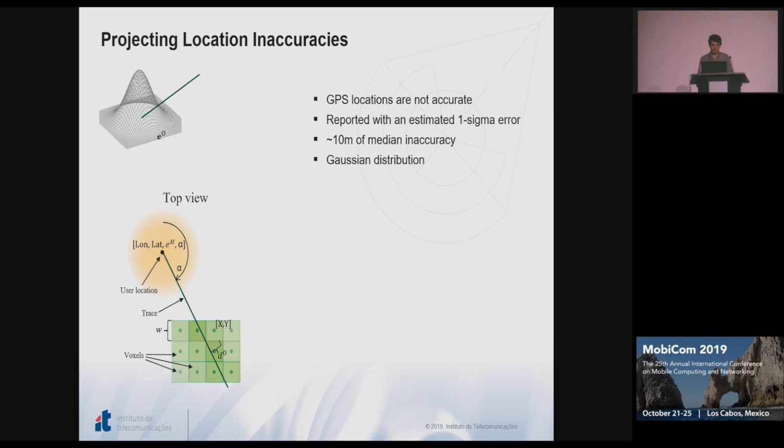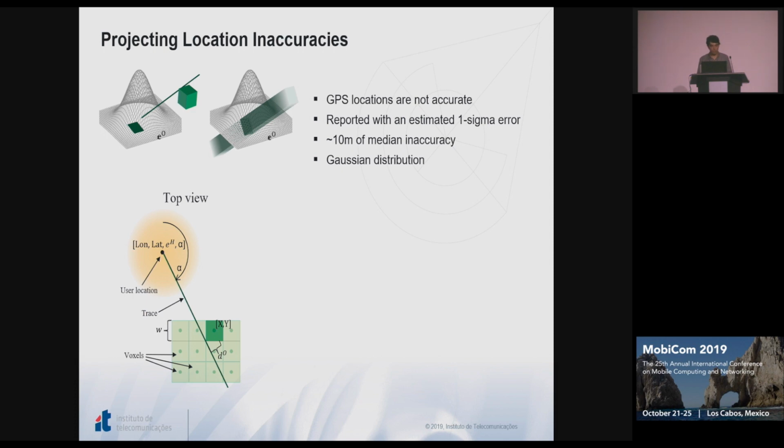Therefore, a signal is probabilistically crossing many different voxels and not only the ones right in the middle of the trace. Luckily, we know the distribution of the location, so the error distribution of the location. So what we had to calculate is the probability of the user actually being anywhere inside of that green shadow. That shadow is made by any arbitrary voxel blocking the signals coming from a satellite.